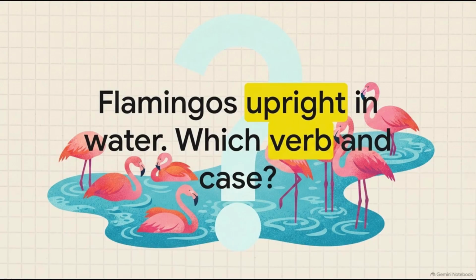Picture a flock of beautiful pink flamingos. They're just resting in the water. Now, think about it. They're upright on those crazy long legs, and they are in a resting location without any placement movement happening. So, what verb are we using and what is the case?